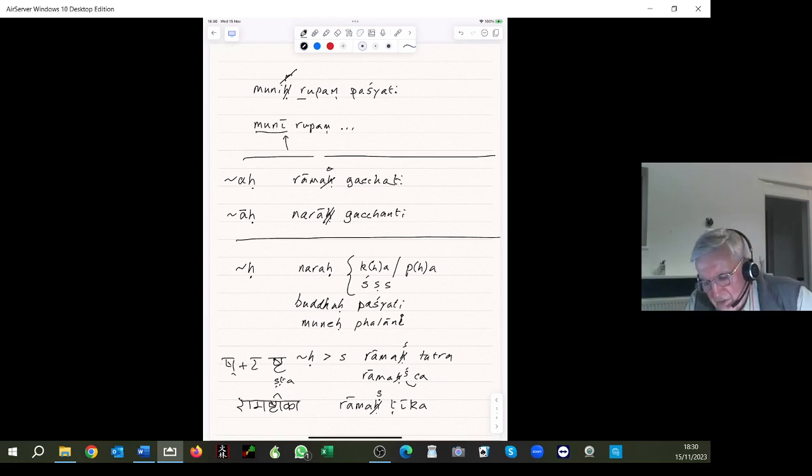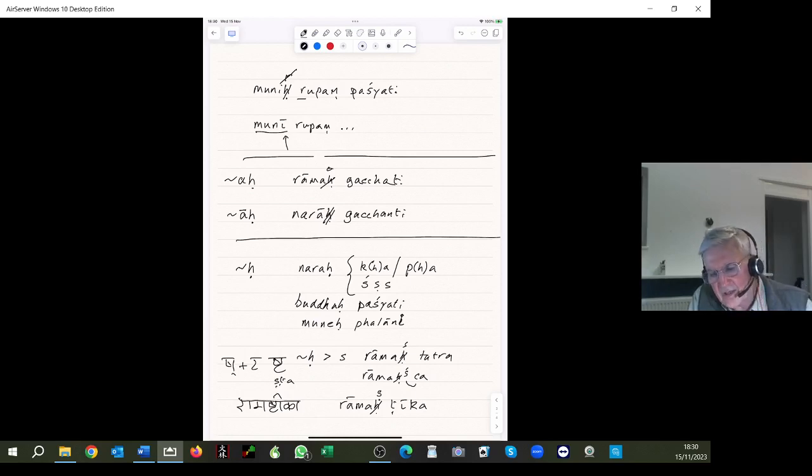So how is the imperfect formed? Well, you take the present stem. Although it's imperfect, it's formed from the present stem, so it belongs to what's known as the present system. The present system is the present, the imperfect, the optative, and the imperative. It's called the present system because it follows the classes of the verbs, classes 1 to 10. So what do you do?